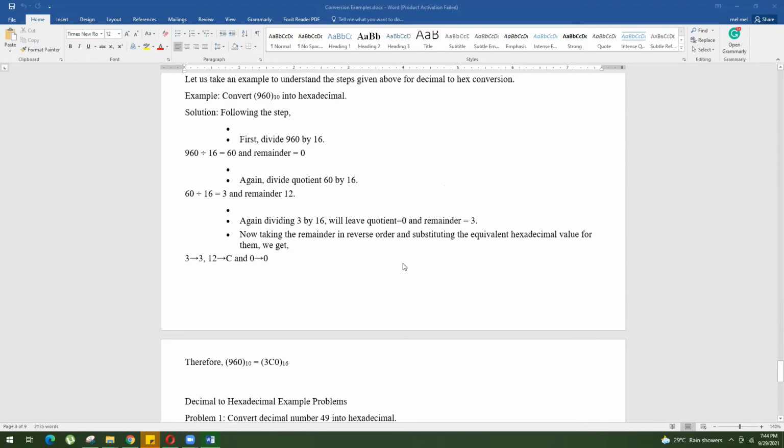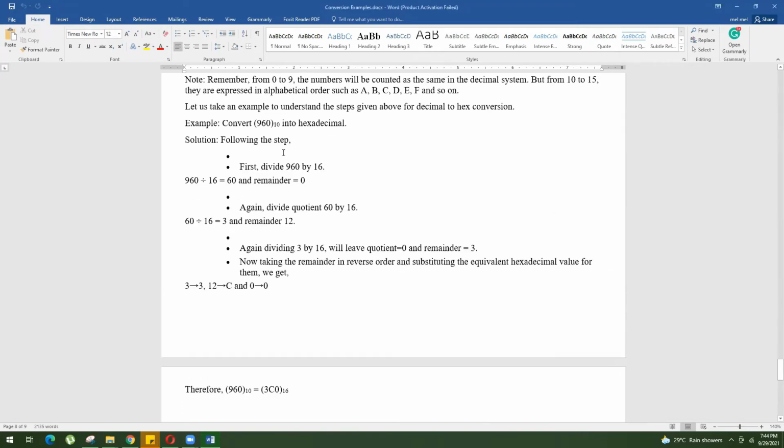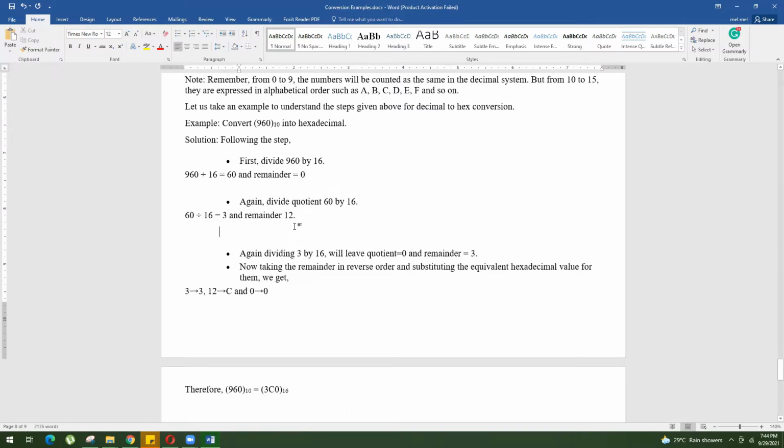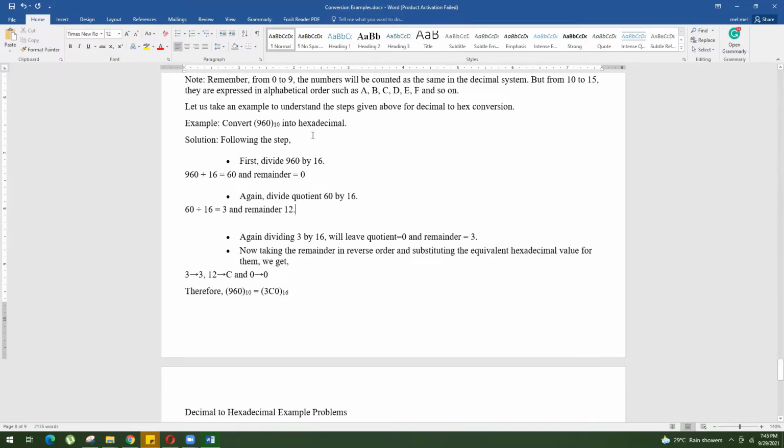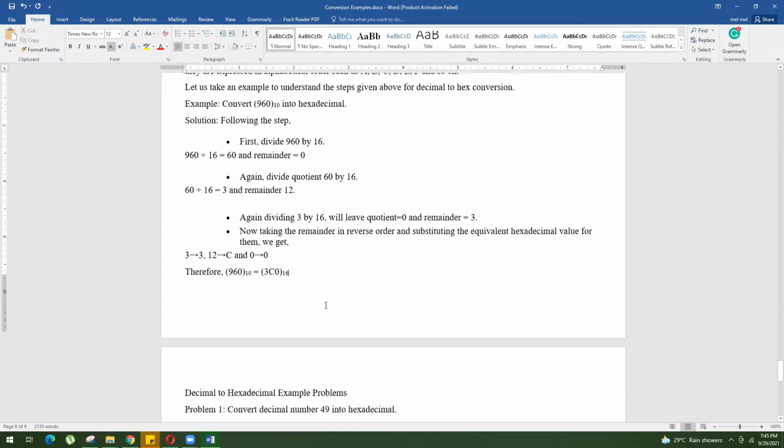For example, we have 960 base 10, or decimal 960, converted into hexadecimal. We have 960 divided by 16 is 60, remainder 0. 60 divided by 16 is 3, remainder 12. And 3 divided by 16 is 0, remainder 3. So we have 3, 12, which is A, B, C, so C, and 0, base 16. So that is the equivalent of 960 base 10 in hexadecimal.